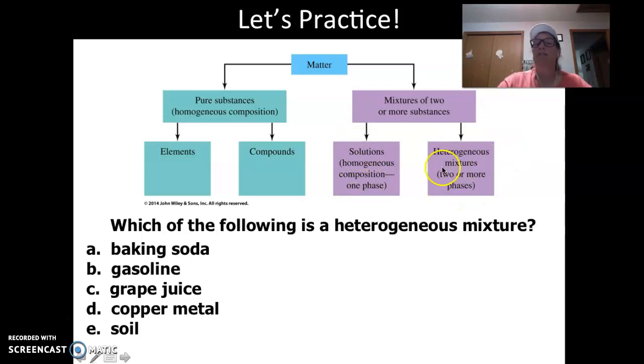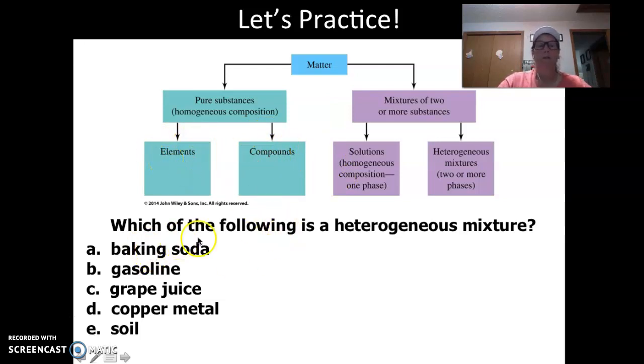Heterogeneous, two or more phases, you can see different things in them. So all matter is either a pure substance or a mixture. All pure substances, there are two groups, elements and compounds. If it's a mixture, you have solutions or heterogeneous mixtures. Well mixed, not so well mixed. These guys are all homogeneous, but if you take two or more elements and combine them chemically, you can get a compound. So you can break a compound down into elements, but you can't break an element down anymore.